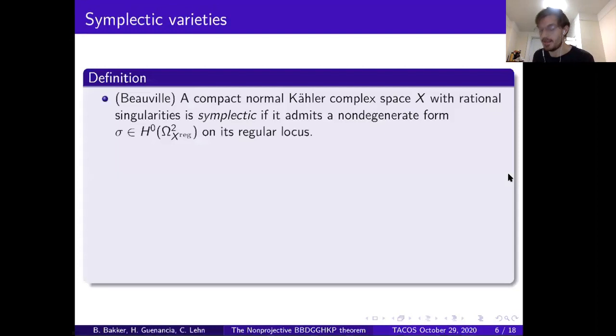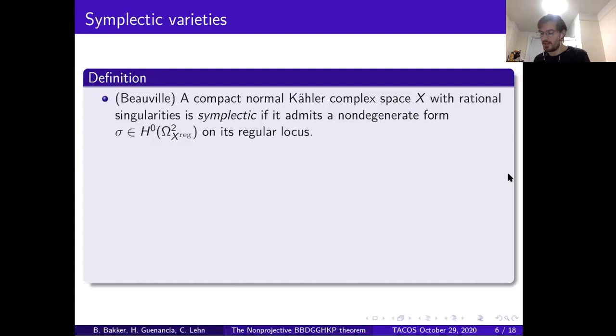Okay, so let me give a precise definition for what a symplectic variety is. This is a definition that goes back to Beauville. Say that a compact, normal, Kähler complex space with rational singularities is symplectic if on its regular locus it admits a nowhere degenerate holomorphic two-form.